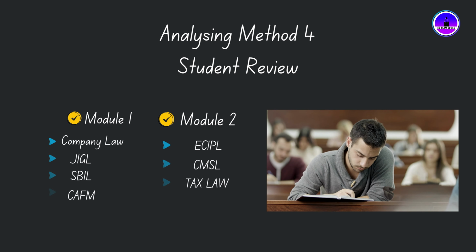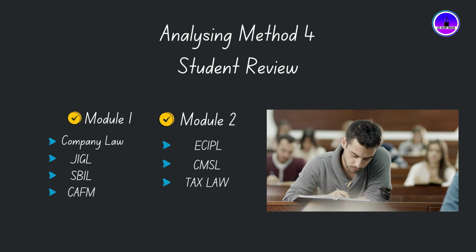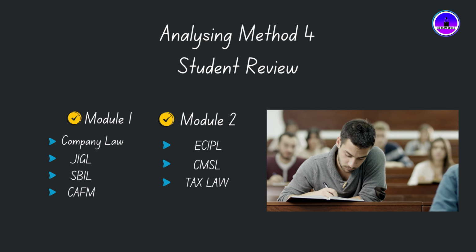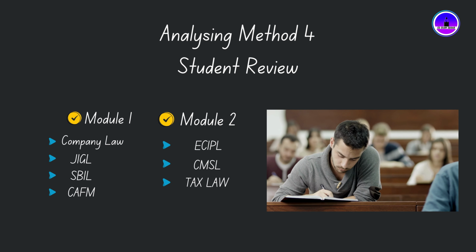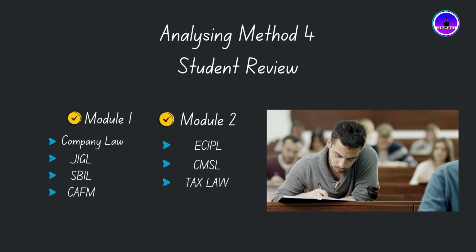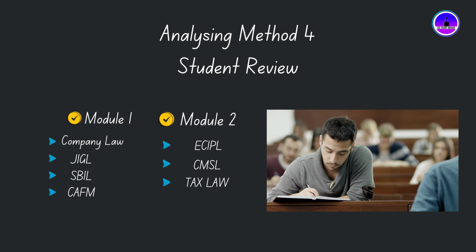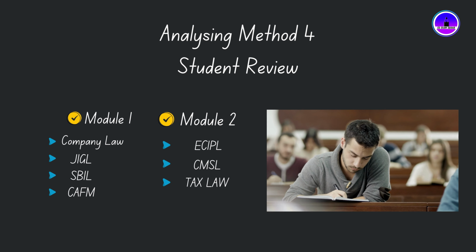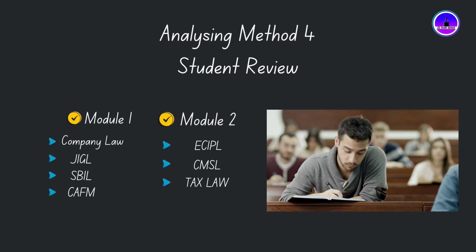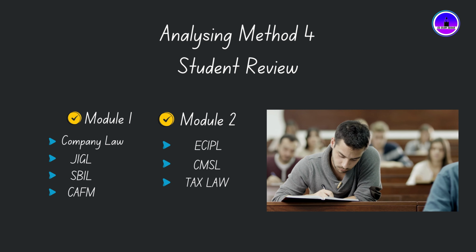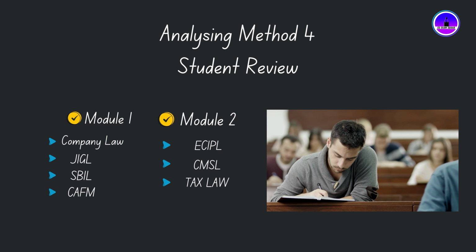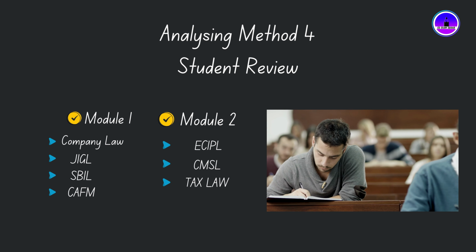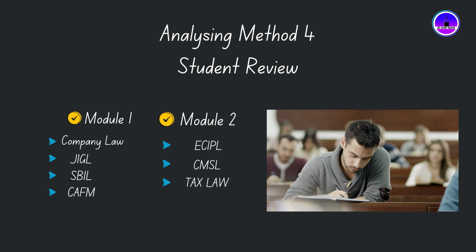But when we do the fourth differentiation, we learn a very different aspect of this entire thing. The fourth differentiation is general student review, from students who have already cracked the examination, who have seen the subjects, who have gone through everything. When we ask these students, you will learn that students tend to learn faster in module 1 than module 2. Why is that? Because the concepts are similar in module 1 and also easier to learn. Company law and SBIL are pretty much similar, with a few different chapters. Module 2 has very different concepts from one another.